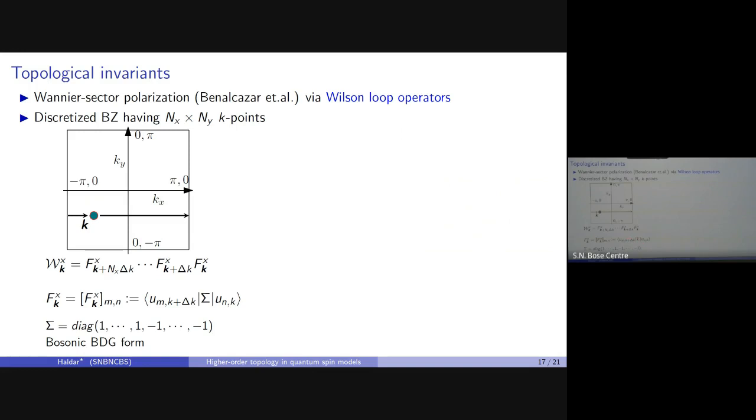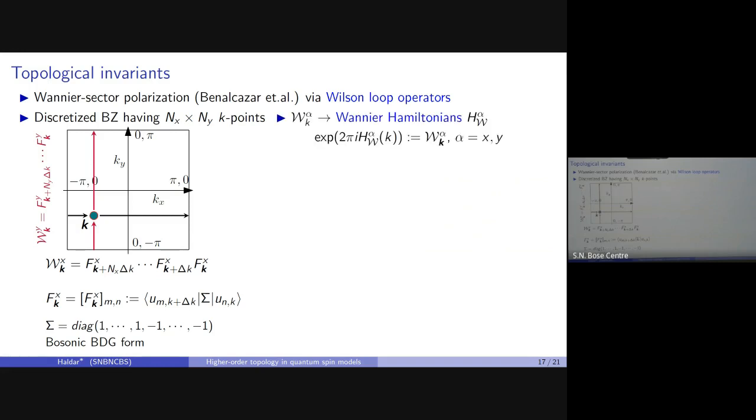This sigma is specific for bosonic systems. For electronic systems, the sigma is 1. So this is the recipe for constructing W_x,k. You can construct another loop in the y direction. So we are going to use W_y,k and W_x,k to define our topological invariant.